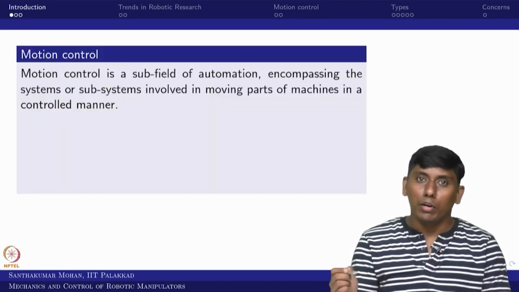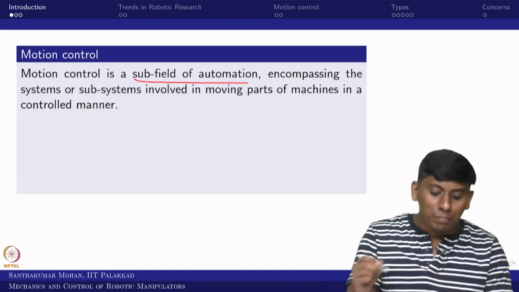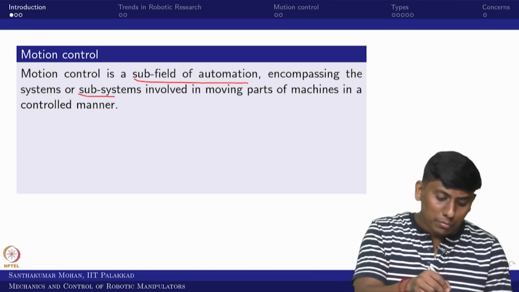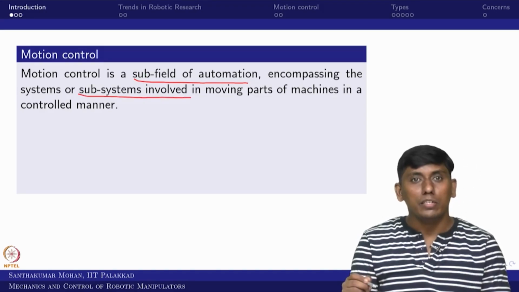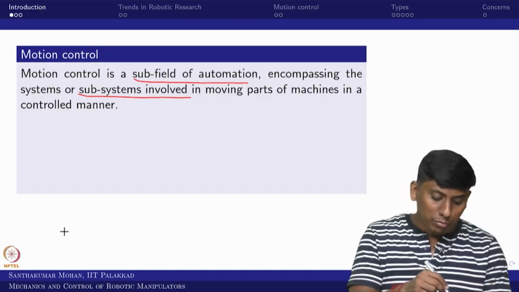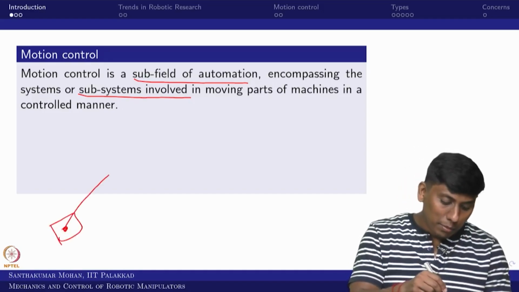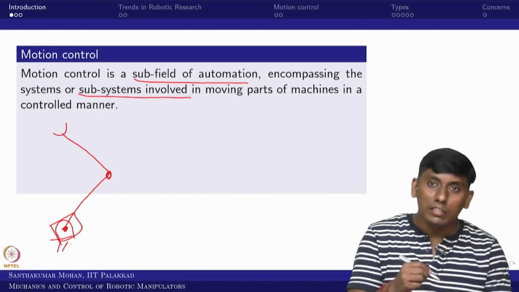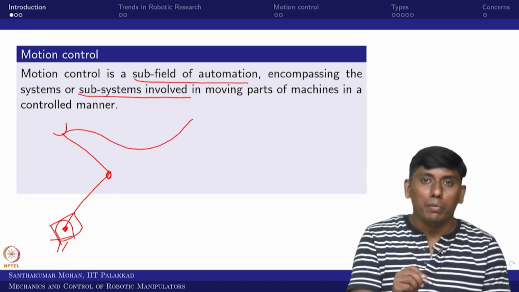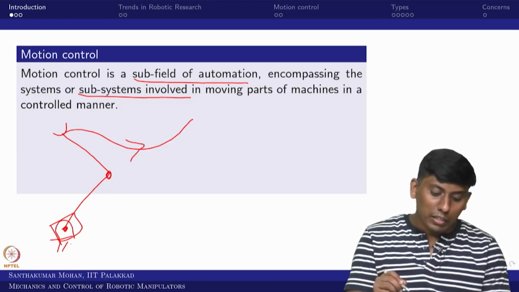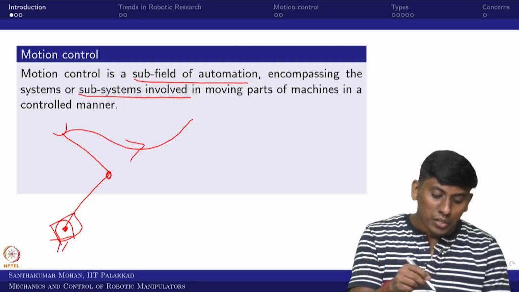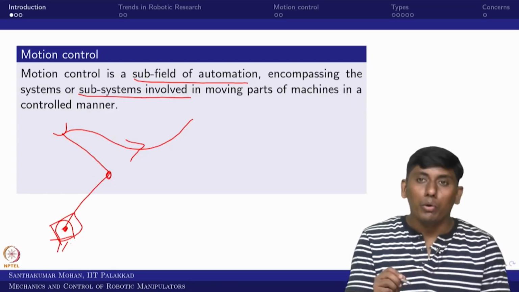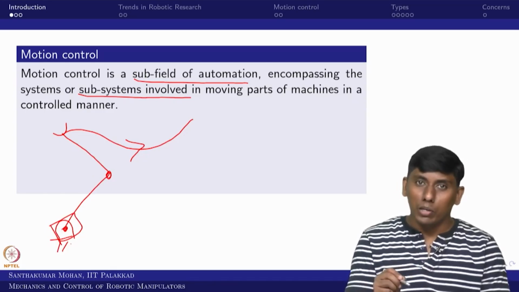So first of all, what is motion control? Motion control is a field of automation, encompassing the systems or subsystems involved in moving parts of a machine in a controlled manner. For example, assume this is a manipulator, a serial manipulator which is fixed. Now I want to move this manipulator in this manner. In the sense, we are making the system follow the given profile, so the moving parts of the system follow in a controlled manner. That is what we call motion control.